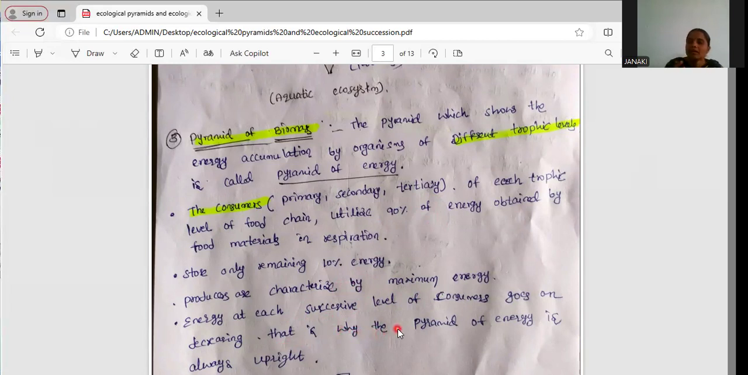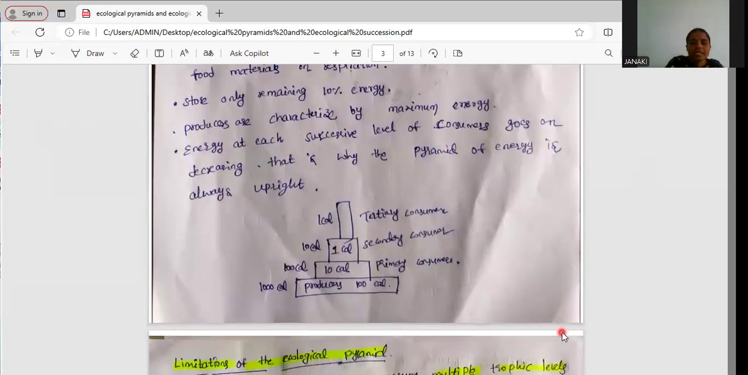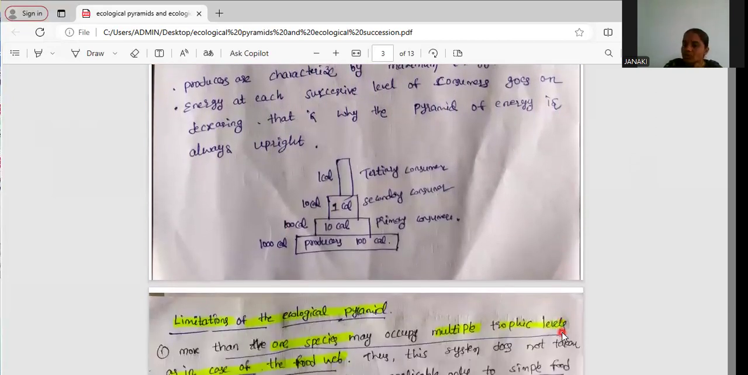This is the difference between the pyramid of number, pyramid of biomass, and pyramid of energy. Next, see here, energy at each successive level of consumers goes on decreasing. That is why the pyramid of energy is always upright. See the diagram. Producers have 100 calories, eaten by primary consumers with 10 calories, then 1 calorie for secondary and tertiary consumers. Take any number of calories, 1000, 100. Here the producer has the most calories.